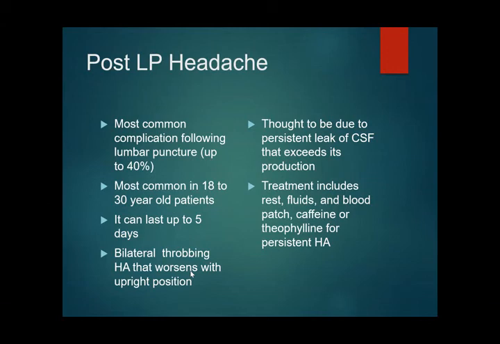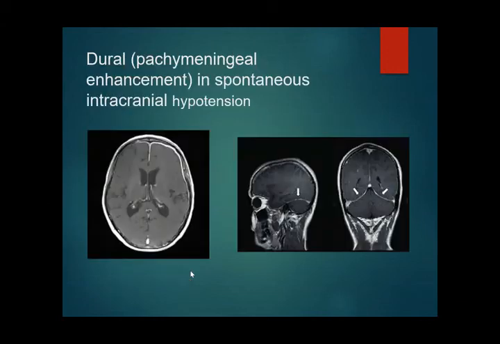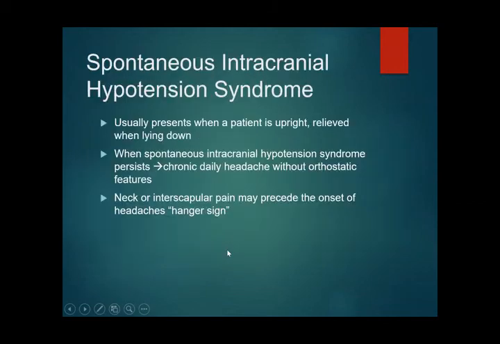When spontaneous intracranial hypotension persists, it becomes like a chronic daily headache without orthostatic features. When it becomes chronic, it loses these orthostatic features, that it worsens with the patient upright and relieves on lying down. It becomes like a chronic headache. There can be neck or interscapular pain which may precede the onset of headache, which is usually called the hanger sign. An MRI may show gadolinium enhancement of the dura mater, which we call pachymeningeal enhancement. Cerebellar tonsillar descent may be there, or even the imaging can be normal.